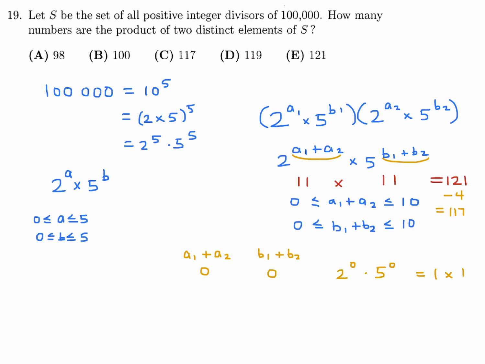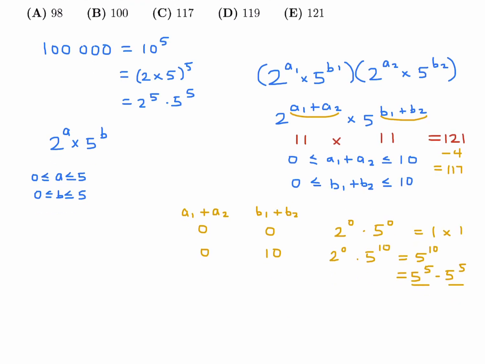The other scenario is when you have 0 and 10. This becomes just 2 to the power of 0 times 5 to the power of 10, which is going to be just 5 to the power of 10, right? But how did you get 5 to the power of 10? You can't get that with one term because B can only go up to 5. So you must have done a 5 to the power of 5 times a 5 to the power of 5. That's the only way you could have gotten 5 to the power of 10. But if you did, you have 2 of the same elements. So again, for the same reason, inadmissible.